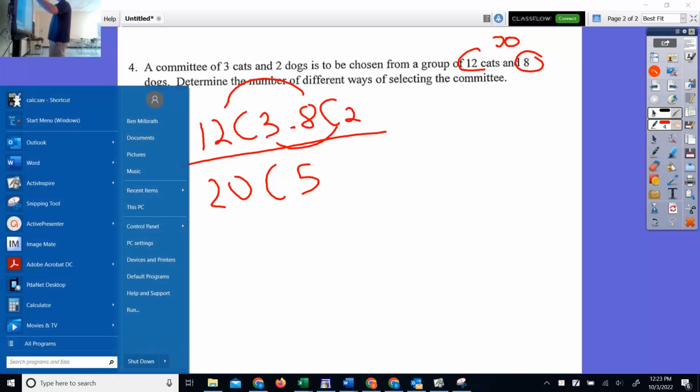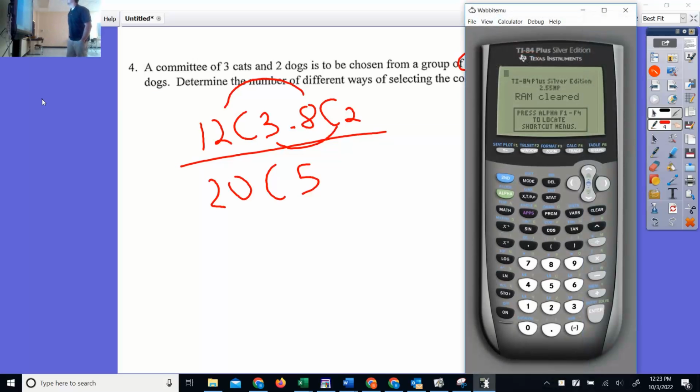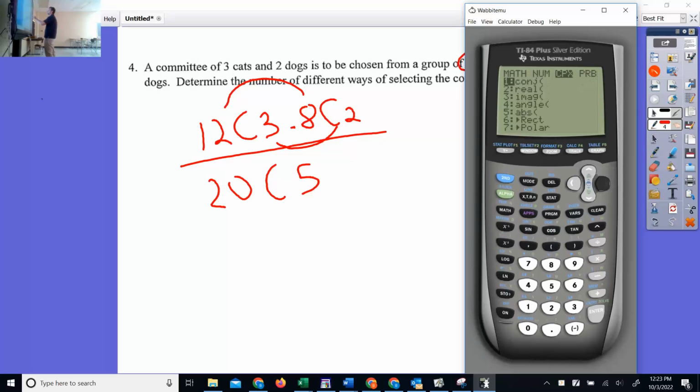So where is that stupid choose function at? Under math, actually. Sorry, not number. It's under probability, PRB. And you'll see it right there, nCr, n choose r. So that's how you do 12 choose 3. Want to do 8 choose 2: 8, math, probability, choose 2. You can find out each of those individual pieces, and then you can compute the probability. So I'll leave that to you. That's how you do it in the TI-84.